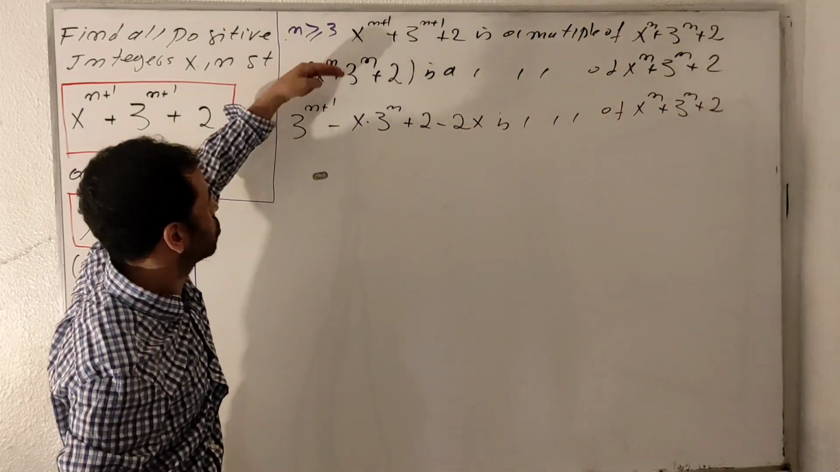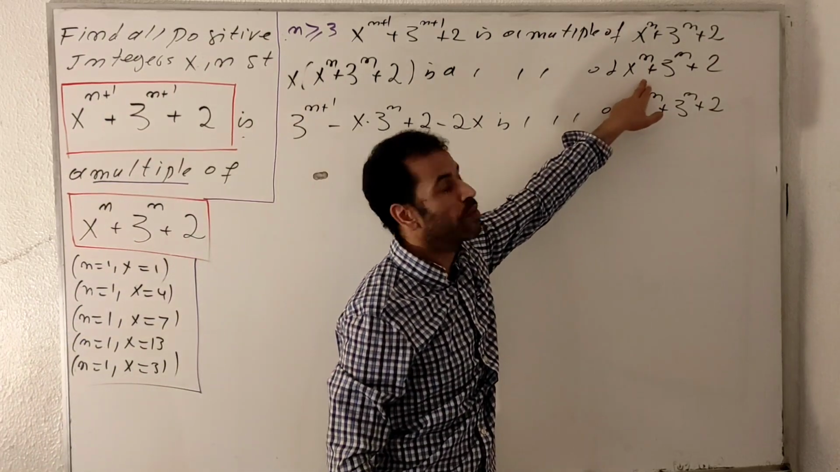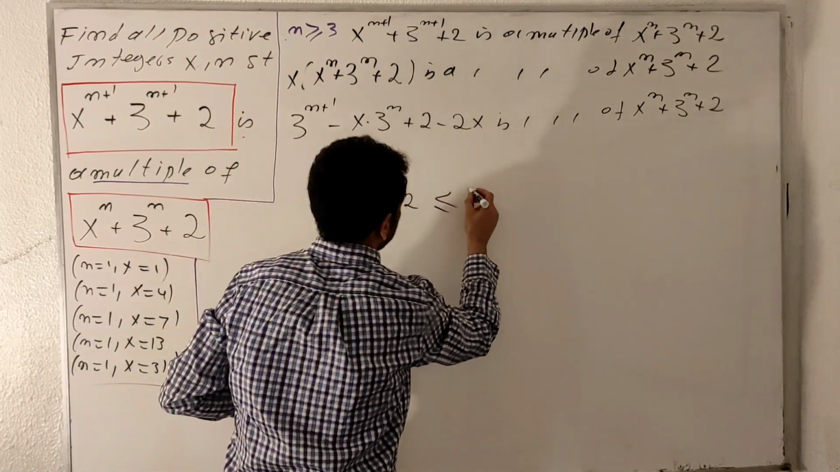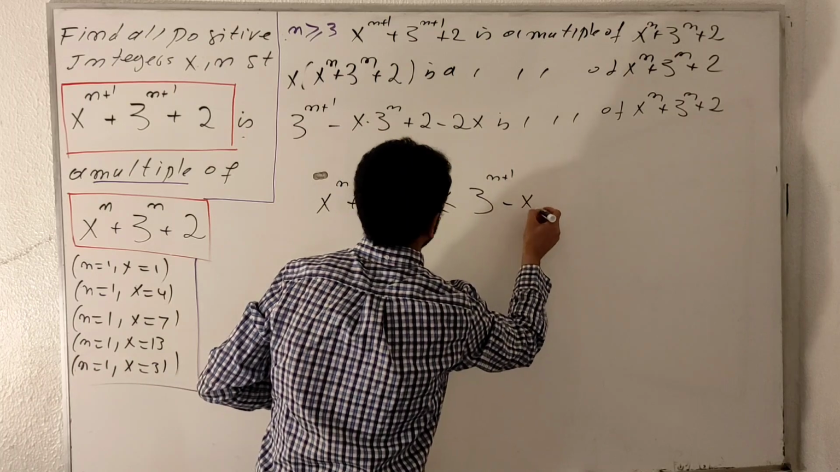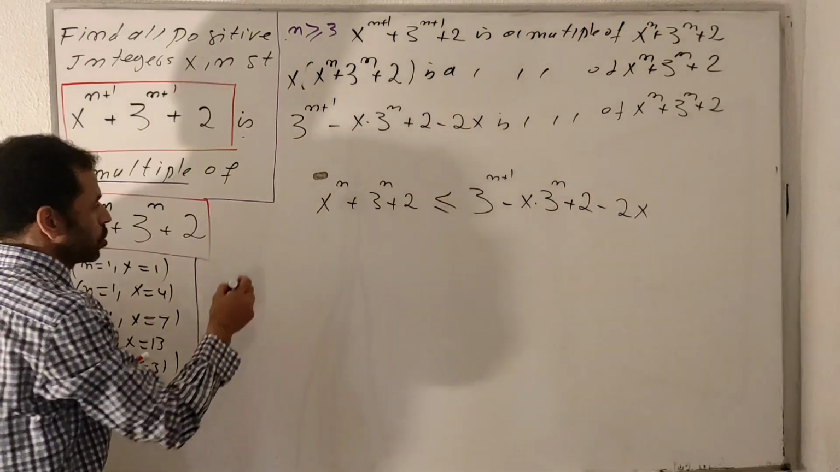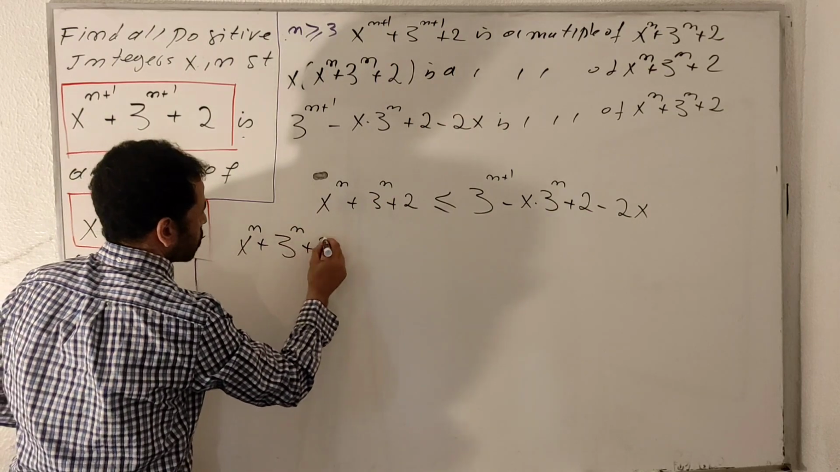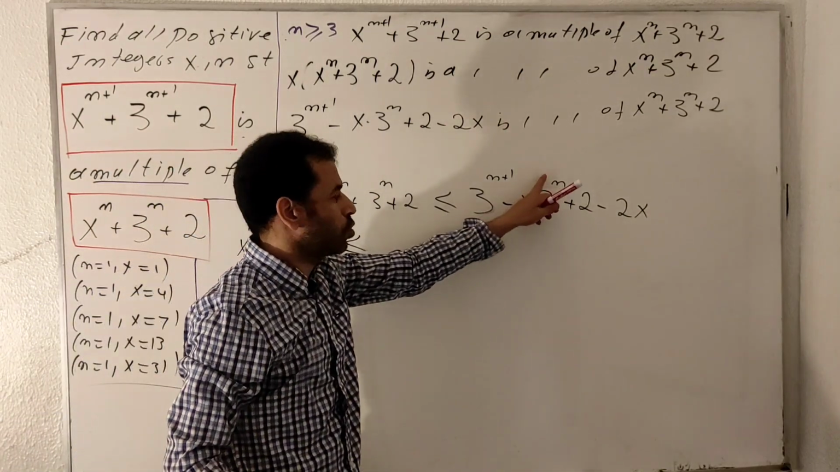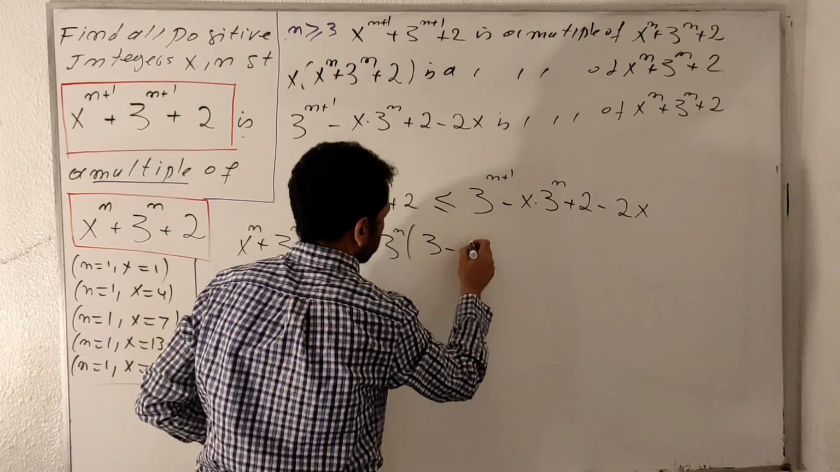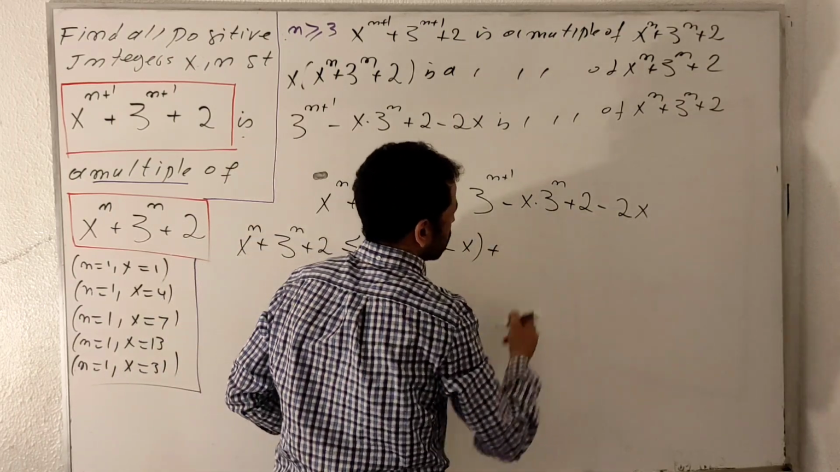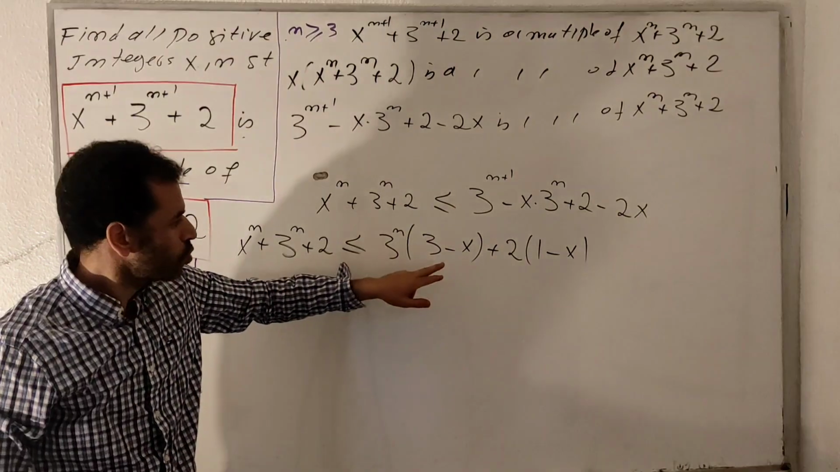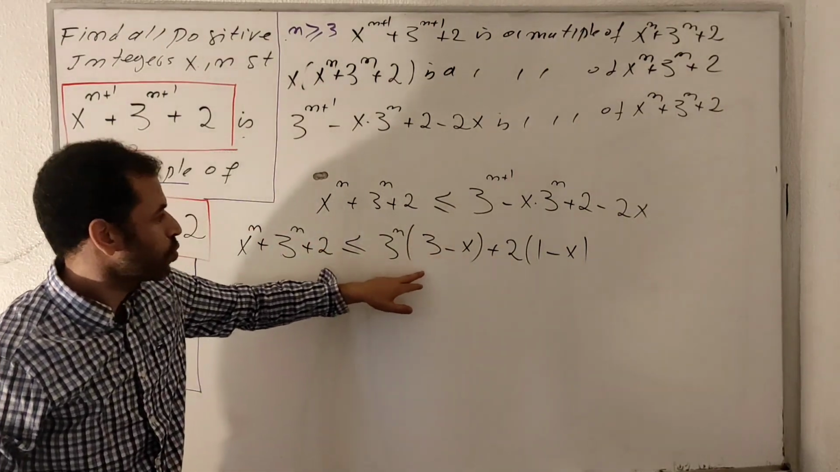Which means the difference of these two numbers is always a multiple of the same number. So x to the n plus 3 to the n plus 2 is inferior or equal to this term, which is 3 to the n plus 1 minus x multiplied by 3 to the n plus 2 minus 2x. I'm going to take 3 to the n as a common factor: 3 to the n multiplied by 3 minus x. For this one, I take 2 as a common multiplier: 2 multiplied by 1 minus x.